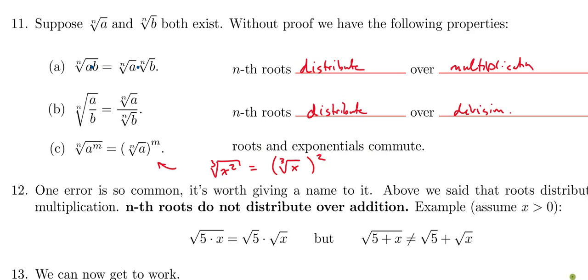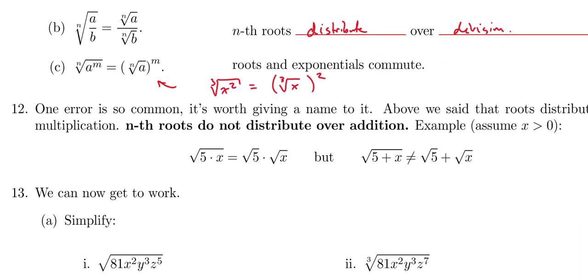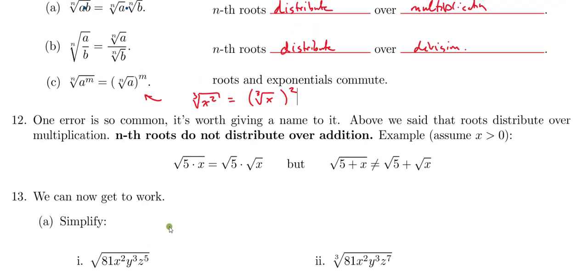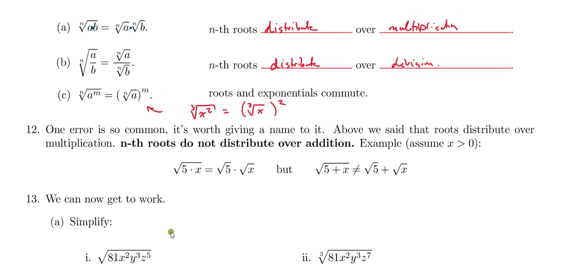All right. There's one error that students commit so often. It's a very easy error to make, that I really want to give a name to that error and make sure we distinguish between what I just said in the properties above and what sometimes students misconstrue that to be. So let me zoom out just slightly here. We just said above, in part A, that roots distribute over multiplication. Here was the operation of multiplication. We were taking the nth root of a product, and so the nth root of a product is just the product of the nth roots, assuming all the underlying roots exist.